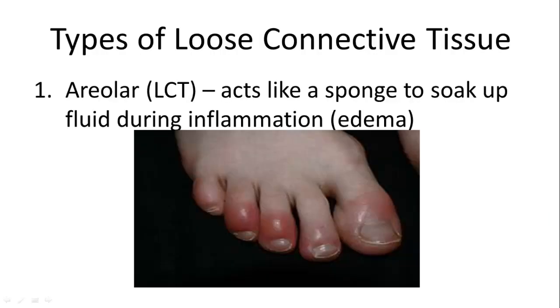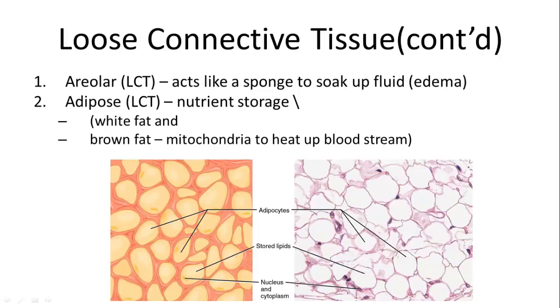The first type we're going to talk about is areolar. Areolar connective tissue is often found close to the skin or within the skin, and it fills with fluid during the inflammation response. Adipose tissue is for nutrient storage. We have two types of adipose tissue, white fat and brown fat. Brown fat has a lot more mitochondria, and that's what gives it a darker color.